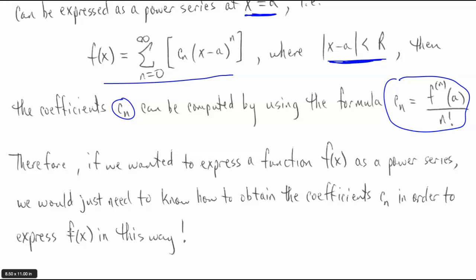Therefore, if we wanted to express a function f of x as a power series, we would just need to know how to obtain the coefficients of the power series. Once we know what's going on with the power series, the main thing is knowing what all the derivatives of our function are, evaluating them at a, and dividing by n factorial for several values of n, depending upon how many terms we want to use to approximate the function we're trying to model as a power series.